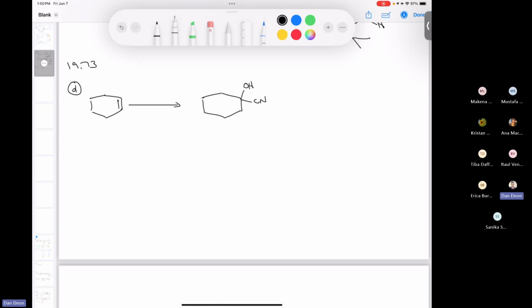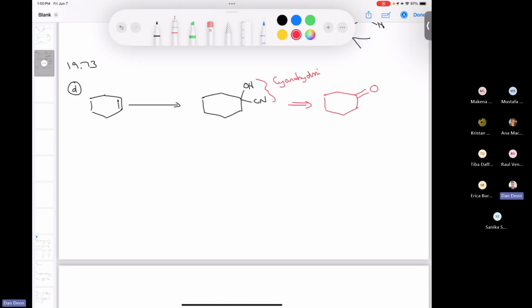So remember this functional group here. This is called a cyanohydrin. And in terms of retrosynthesis, I'm sure you guys figured this out faster than I did, that a cyanohydrin has to come from the ketone.